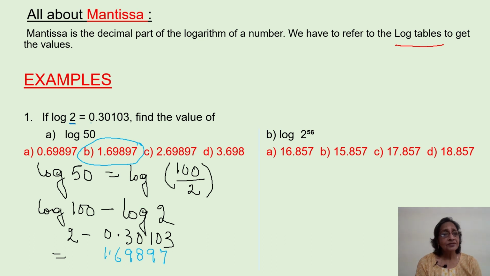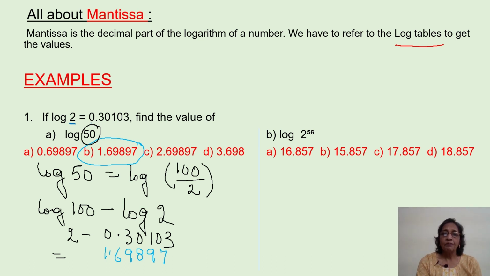If you find the characteristic of this number, there are 2 digits here, that is 50 here. So characteristic will be 1 less. Obviously your answer will be something in 1 point. Characteristic is 1. So even if you don't work out this sum, you will get your answer very easily.